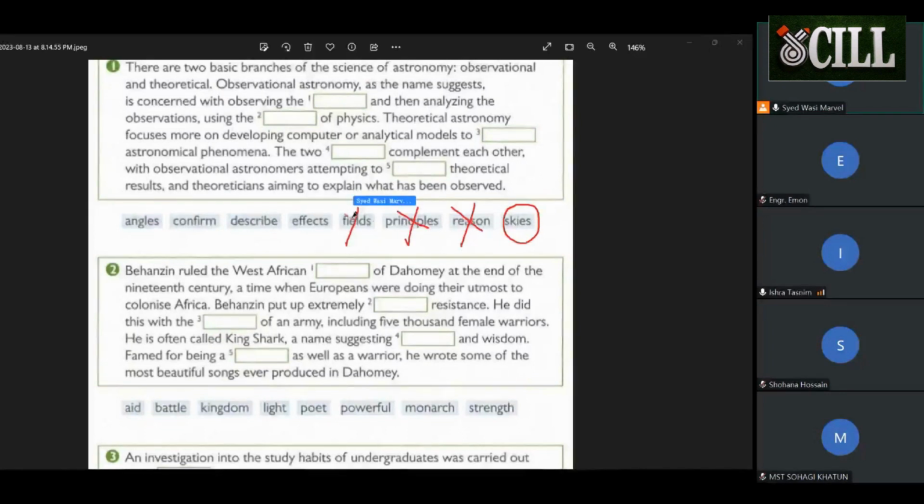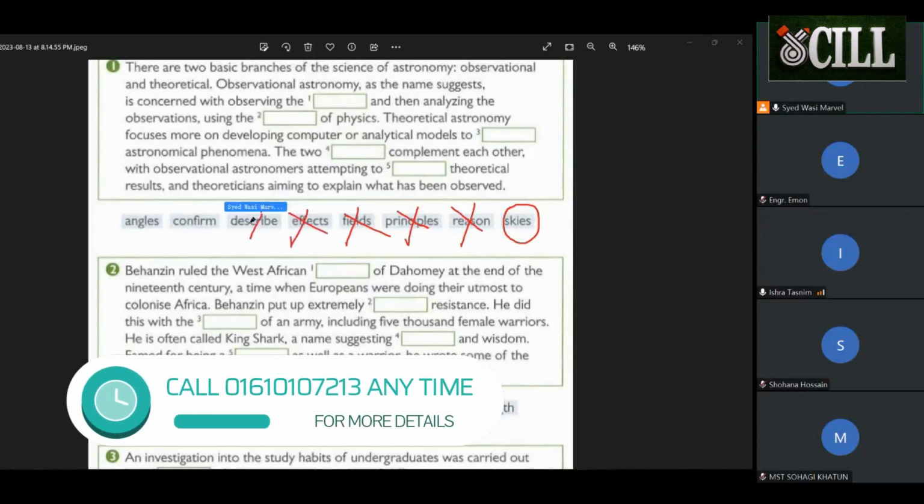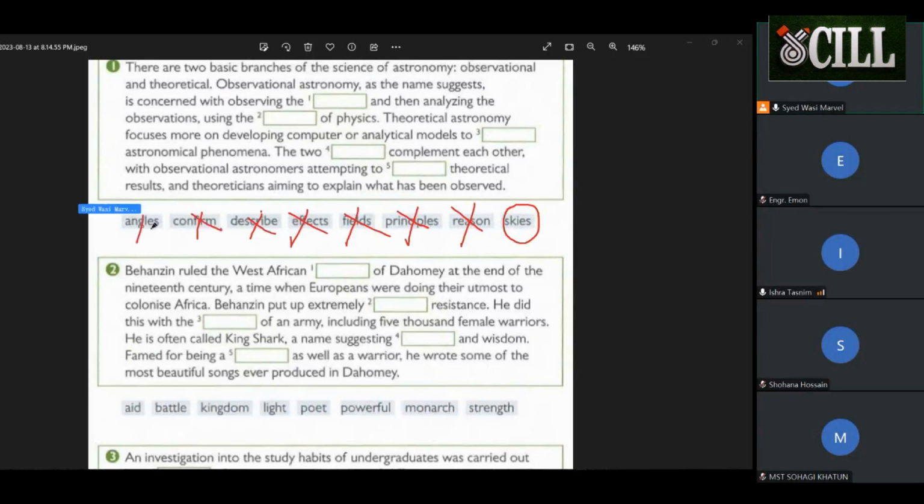We cannot observe principles. We cannot observe fields, effects. Describe is itself a verb. Confirm is a verb. Angles cannot be observed. So there are two logics. First of all, the nouns here are angles, effect, fields, principles and reason. None of them can be observed. And the most important clue is the word astronomy. What will we observe in astronomy? Skies. Why did they write the word sky in plural?